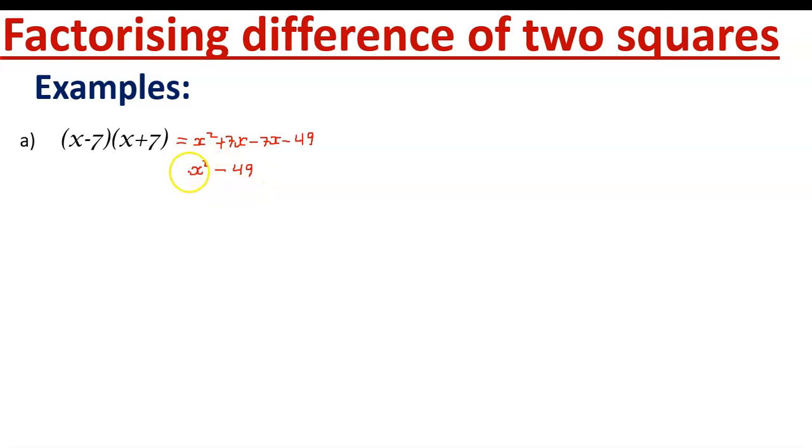If this expression is given and you need to factorize it, all you need to do is to get these brackets back. So all you have done to move from here to there is square root x squared to get x and x, and square root 49 to get 7 and 7, and then one time you minus it, one time you plus it. And that's how you factorize the difference of two squares. Let's apply this to here.